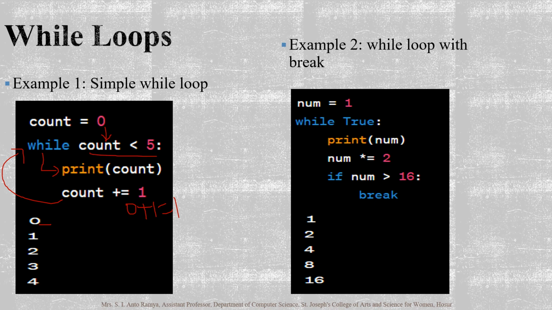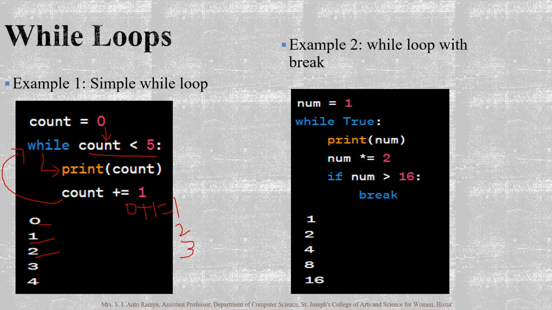Now count value is 1. 1 less than 5 is true again. Come inside, print the value of count. 1 is printed. Again count is equal to count plus 1, so now count value is going to be 2. Go back to the loop. 2 less than 5, again true. Come inside, print the value of count, which is 2. It is printed in the output. Count is equal to count plus 1, so 2 plus 1 is 3.